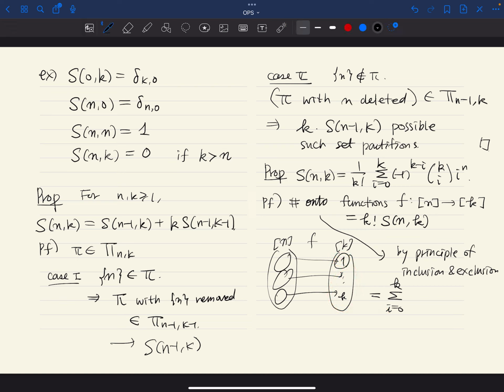In general, the principle of inclusion exclusion says that you consider all functions from this to i elements here. That is i to the n. And the number of ways to select the range is k choose i. So this is the inclusion exclusion. You add and subtract over and over, then you get the right answer. Because this is equal to this, since they counted the same thing, we get the formula that we want. So that's the proof.